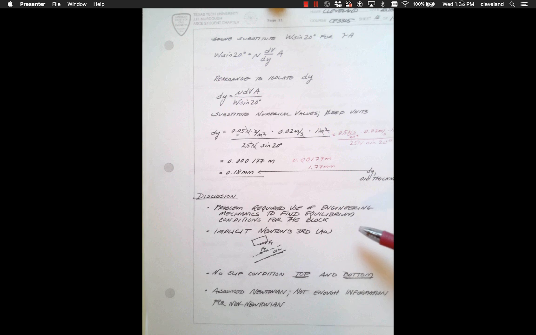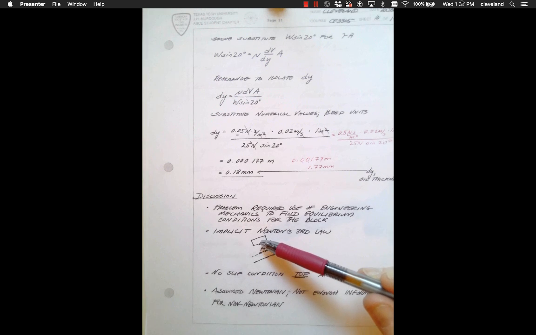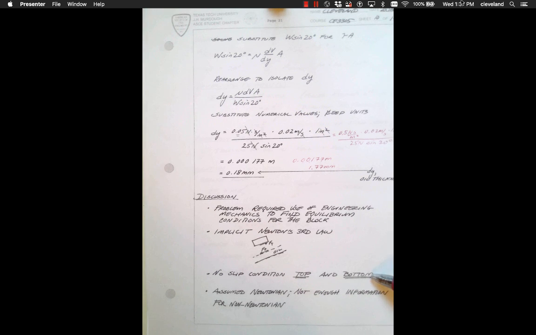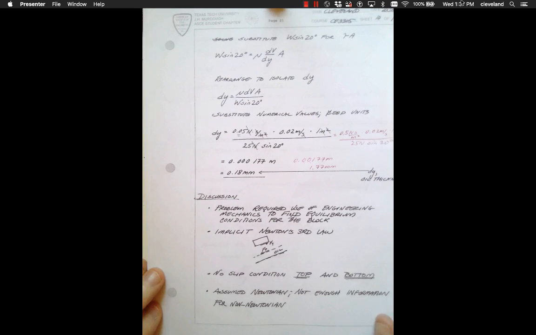And finally, discussion. This problem required us to use engineering mechanics from our statics and dynamics class to find the equilibrium conditions on the block. There is an implicit Newton's third law, which is that the force of the block on the oil is equal and opposite to the force of the oil on the block. We applied a no-slip condition to the top and bottom of the film of oil, assumed it was Newtonian, and that would be a direct application of the principle of viscosity.